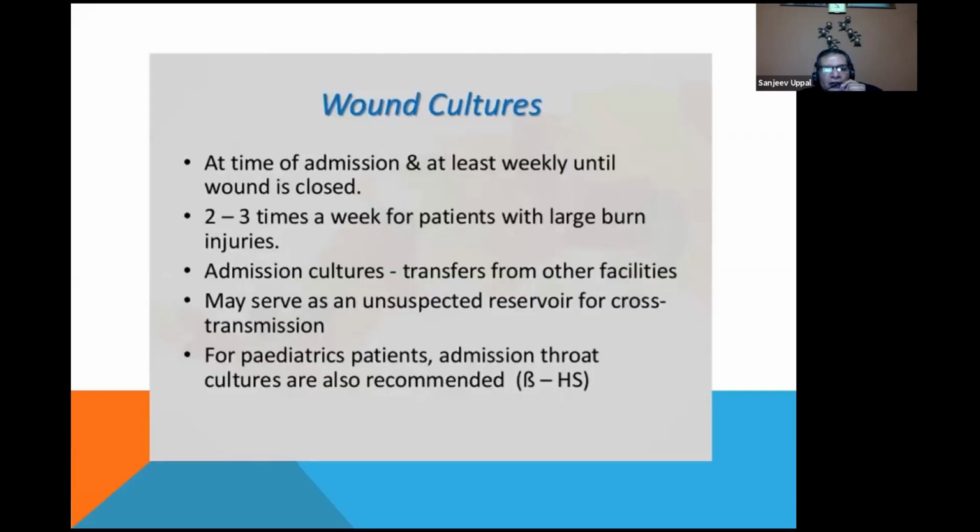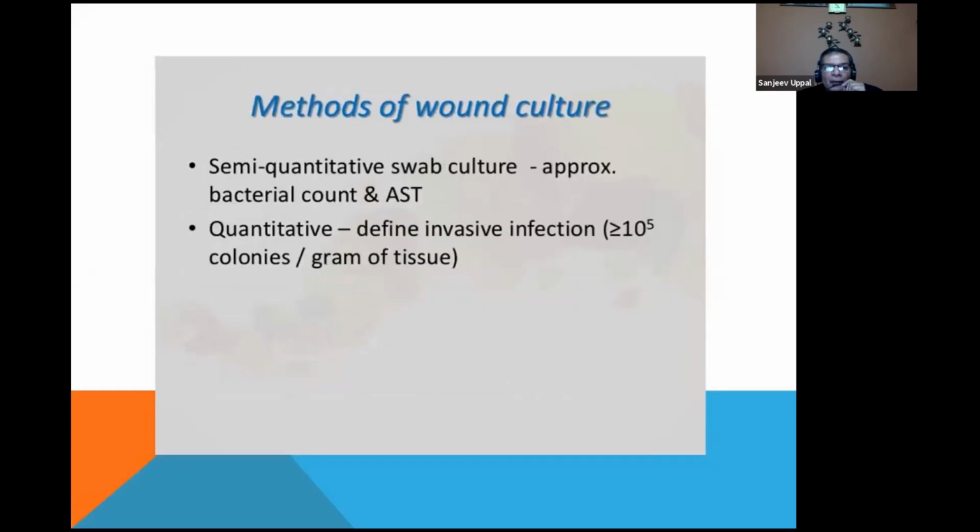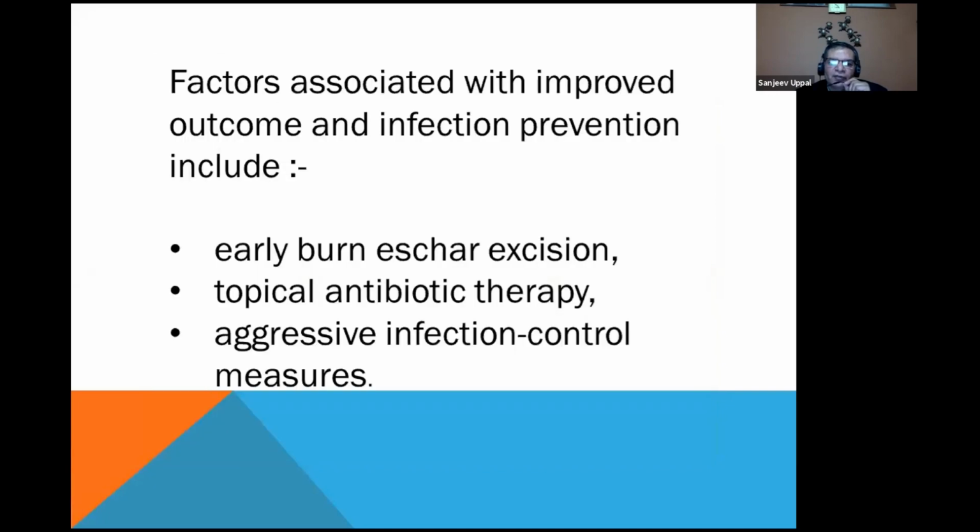So the wound cultures should be taken at the time of admission and then at least twice a week, which is recommended. And if you are suspecting more infection, they may be taken more frequently. And then it may serve as the unsuspected reservoir for cross transmission. That means that we would like to know whether, once the patient came in, he had no infection and later on acquired infection from within the hospital. And the method of wound culture is, of course, the standard semi-quantitative swab as well as quantitative.